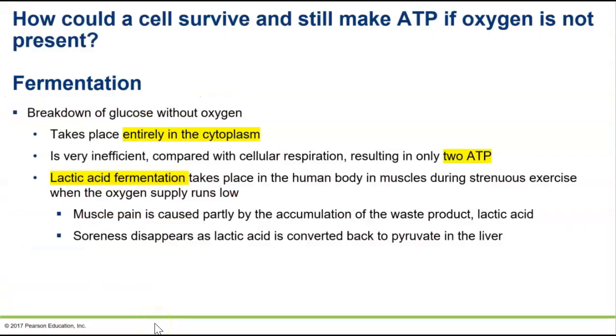All right, so what if oxygen was not around? How could a cell survive and still make ATP if oxygen was not present? That's called fermentation. A big overview of fermentation: it's the breakdown of glucose when oxygen is not present. It takes place entirely in the cytoplasm. It's not efficient. Only 2 ATP are produced from fermentation compared with the 36 that you get from aerobic cellular respiration.